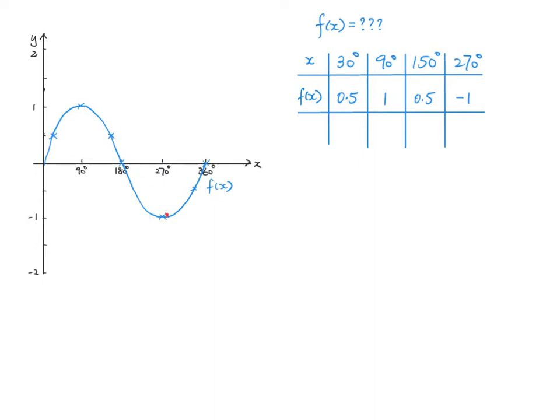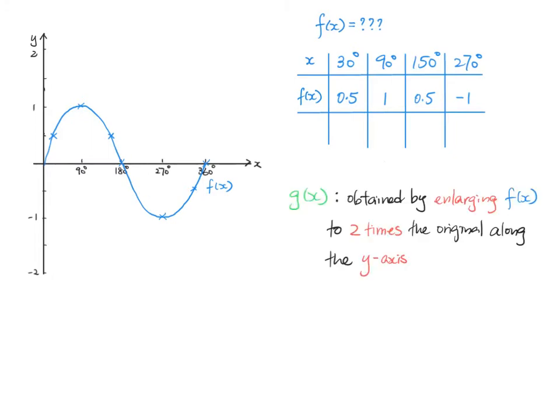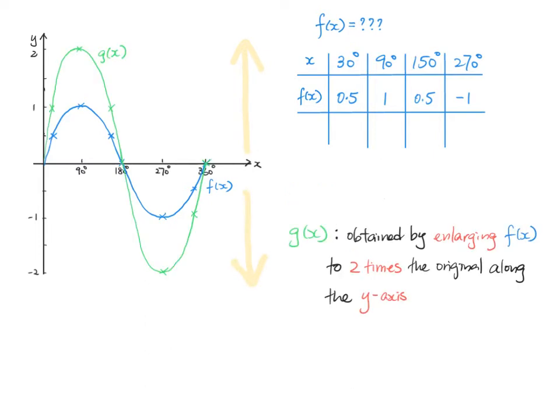Obviously, this is a sine curve, but let's say we have the graph of an unknown function. Now, what do you think if I have a new function, g of x, obtained by enlarging f of x by 2 times along the y-axis? How does it look? Well, that means the whole graph will be stretched vertically by 2 times, which looks like that.